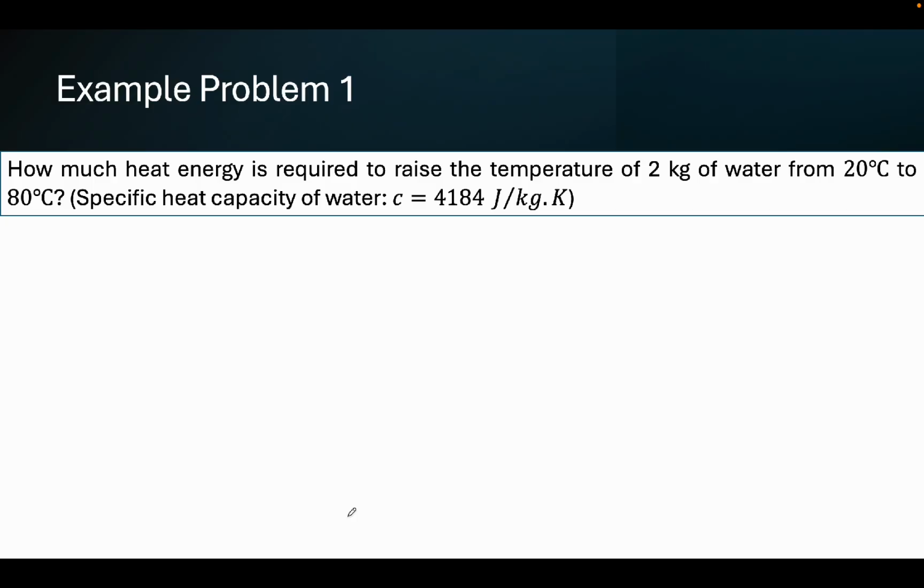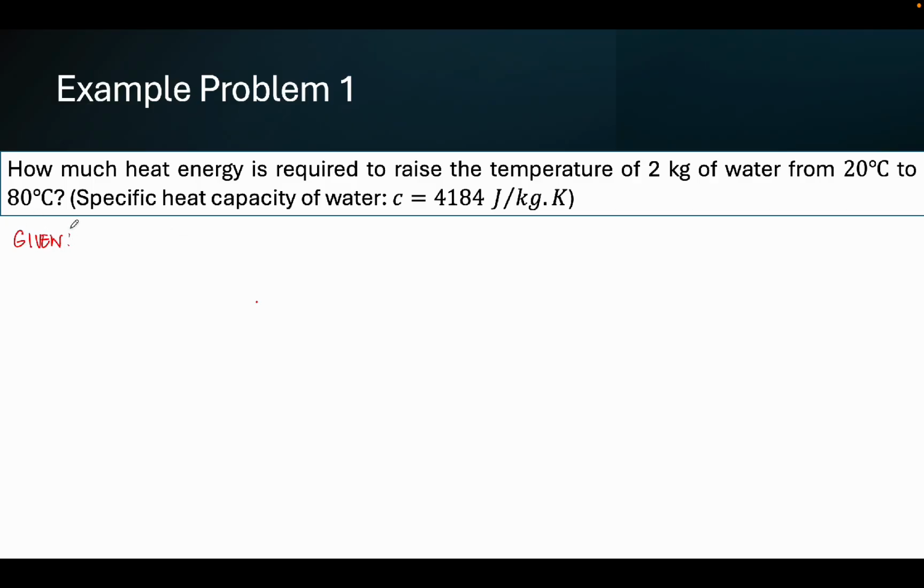Okay, now we have an example problem here for the quantity of heat. How much heat energy is required to raise the temperature of 2 kilograms of water from 20 degrees Celsius to 80 degrees Celsius? Given the specific heat of water, which is 4,184 joules per kilogram times Kelvin. Okay, so let's write all the given values provided by the problem first. Given.